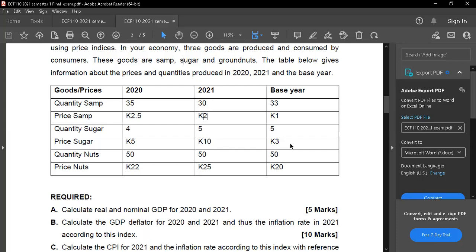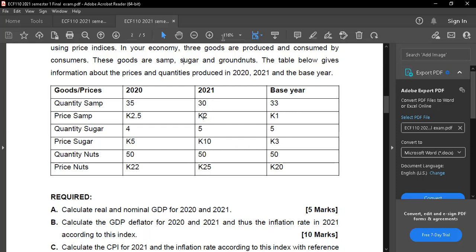Now, real GDP is GDP that takes into account the effects of inflation. All right. So how does it take into account the effects of inflation? What you're going to do with GDP is you will need to have quantities constant. Is that okay? Quantity has to be constant. Then let the prices change.